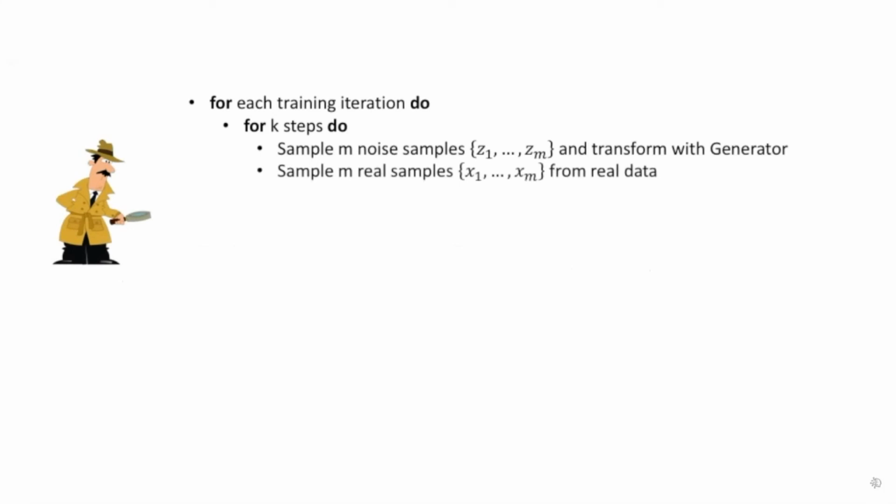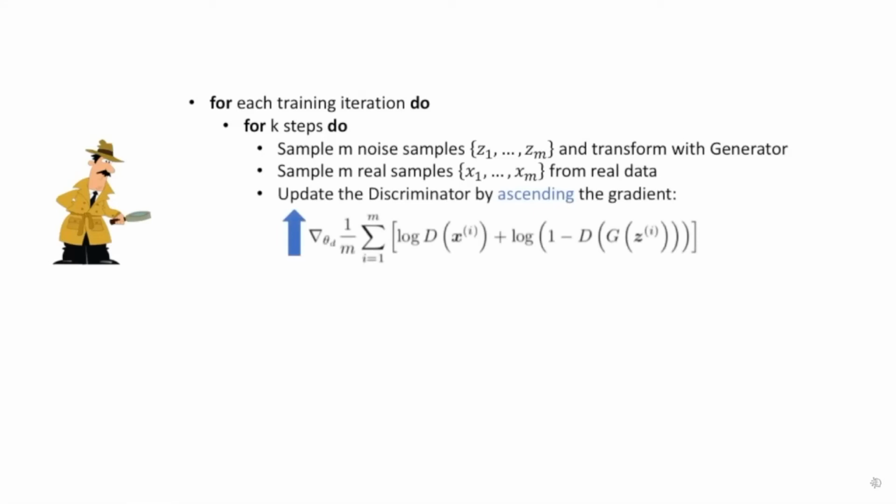At this point, we have m fake samples and m real samples. We can associate a label of 1 for each real sample and a label of 0 for each fake sample. We then pass the samples into the discriminator to get predictions and use our labels and cost function to calculate a loss.